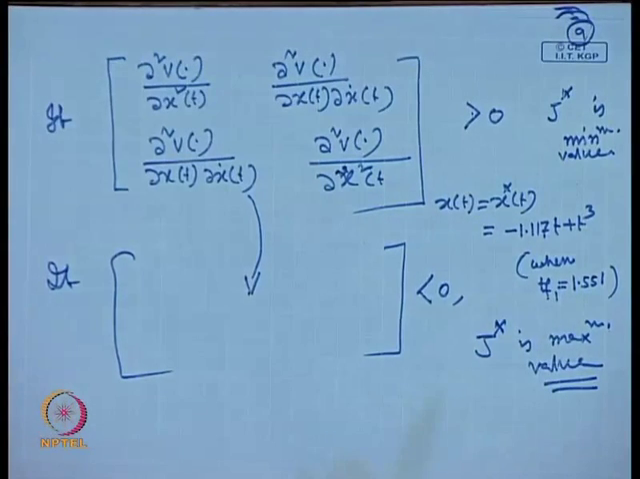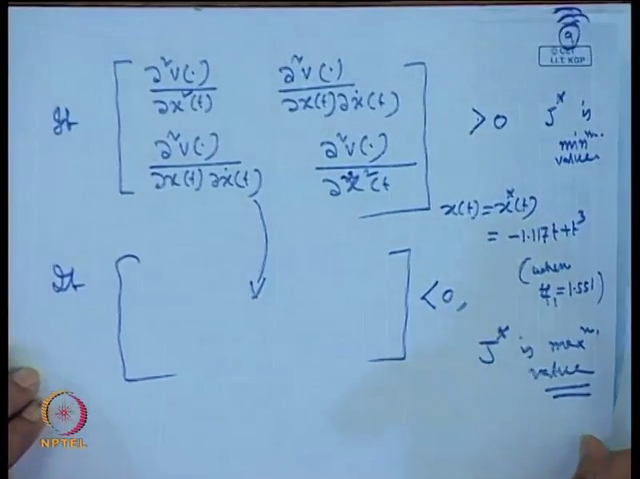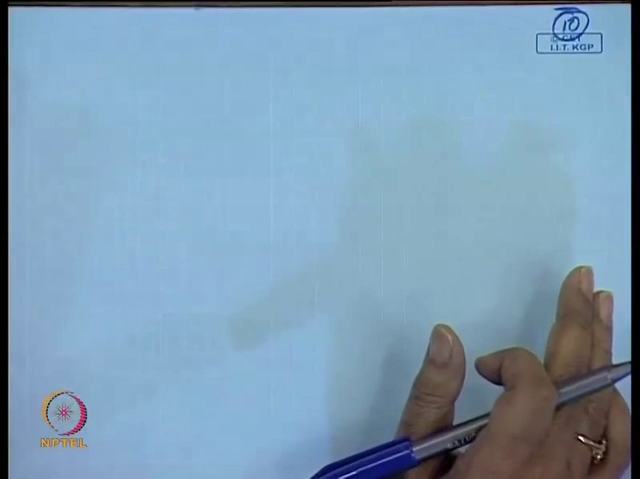So, this way you can check it. So, this we have shown how to solve a dynamic optimization problem by using the calculus of variation concept. Now we will slowly go to the application of calculus of variation to control problems.